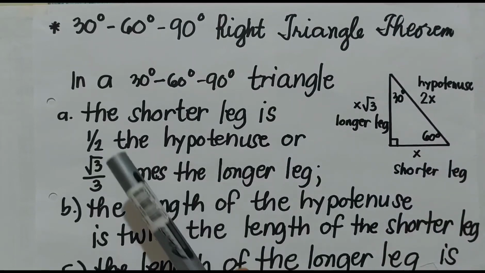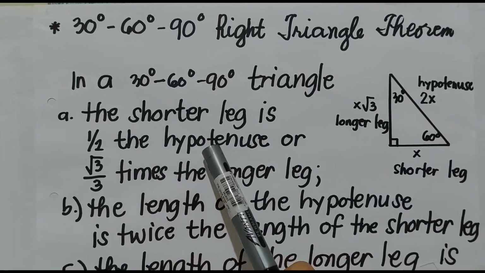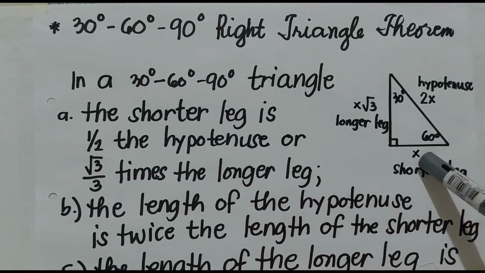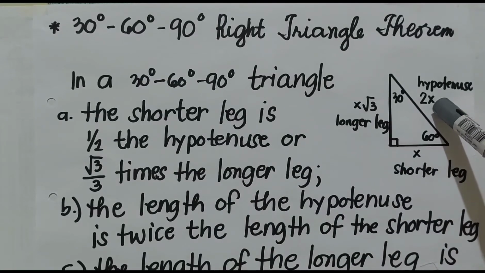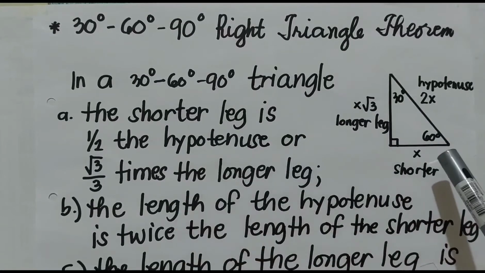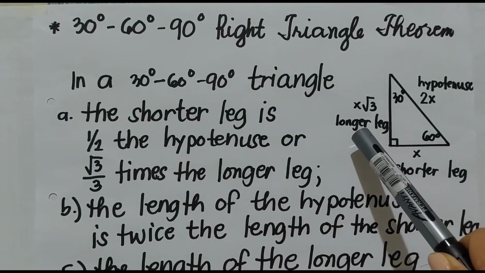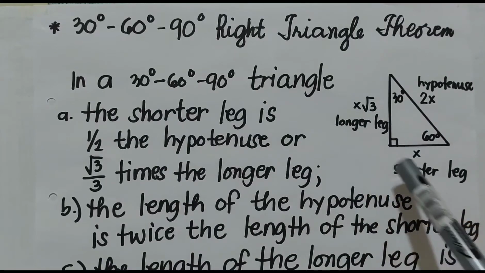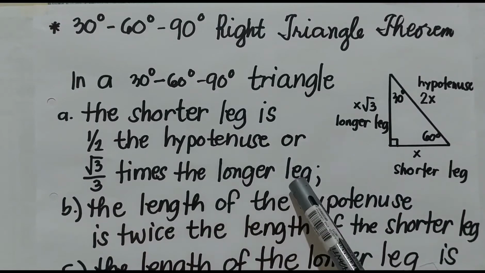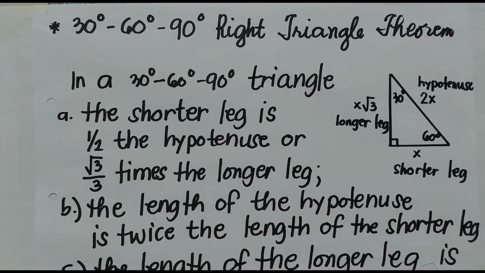Now, it states here that the shorter leg is 1/2 of the hypotenuse. So if our hypotenuse is 2x, therefore, our shorter leg is x. Okay? Or if the given is the longer leg, your shorter leg will be square root of 3 over 3 times the longer leg. So we discussed that before. I hope you still remember, or you may scan your notes on that.